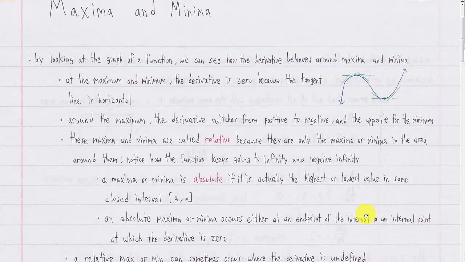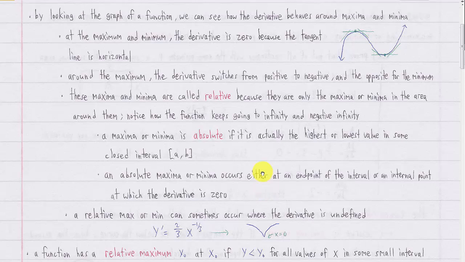You also have to be careful because the relative max or min can sometimes occur when the derivative is undefined instead of equal to 0. So for example, this function here, this point is clearly a relative minimum, but the derivative does not exist here because it's a sharp point. So you just have to watch out for things like this.